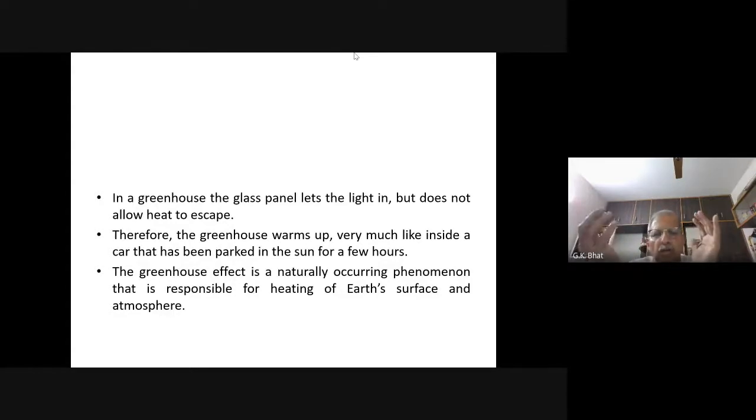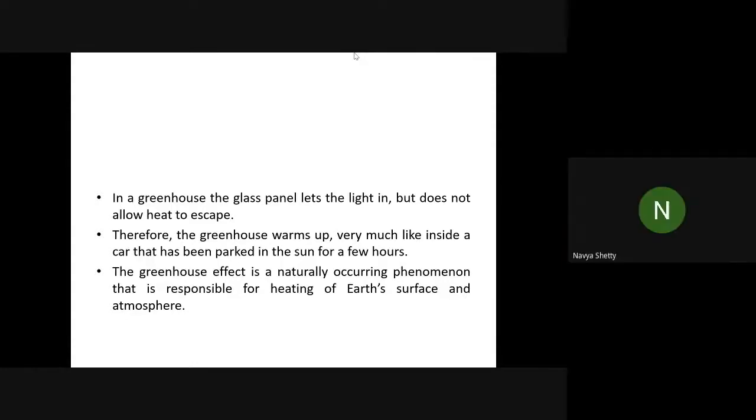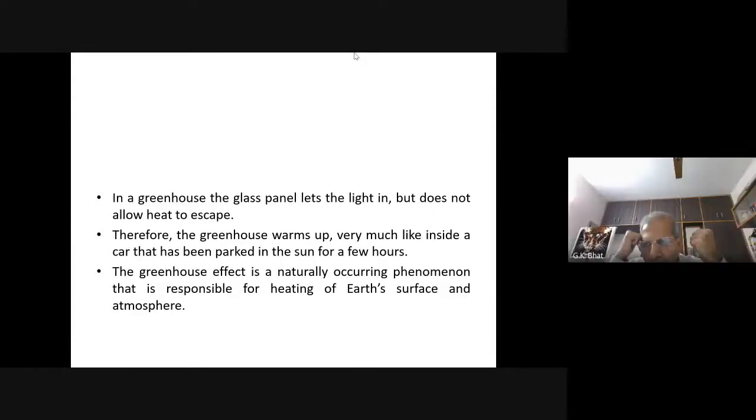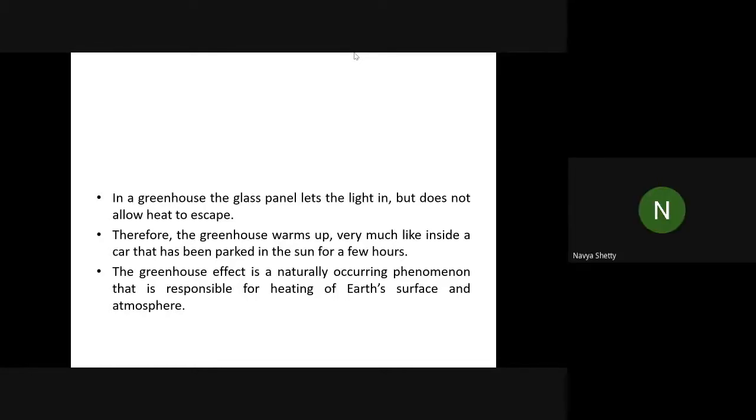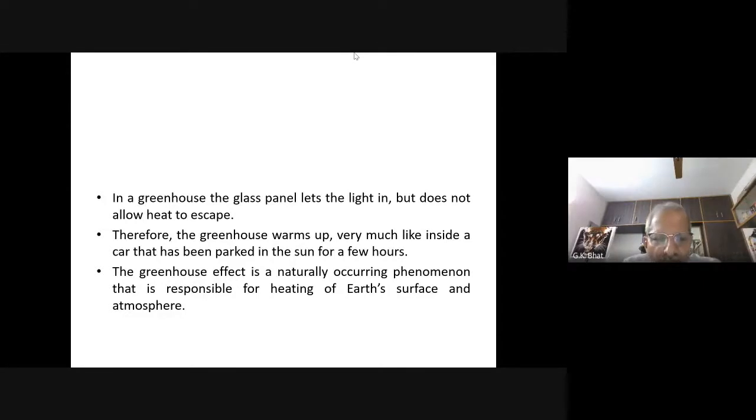Inside the greenhouse, the air warms up, very much like inside a car that has been parked in the sun for a few hours. Navya, have you ever tried to enter a car which was parked in very bright light at midday and to sit in it? Have you got the experience of that? Yes, sir. Same experience is in a greenhouse. The greenhouse warms up in the same way.